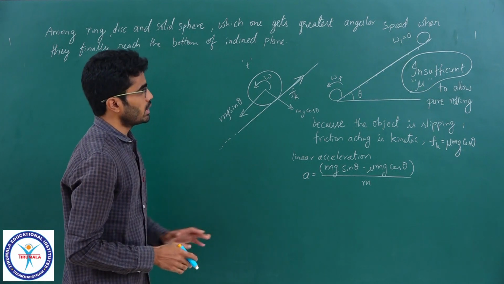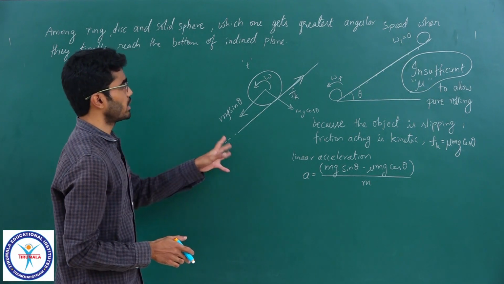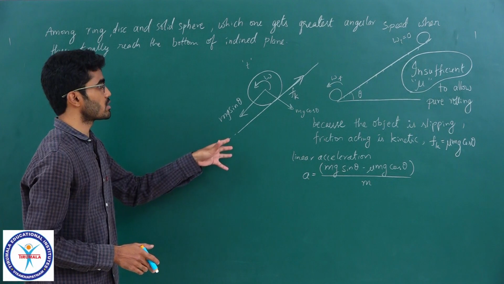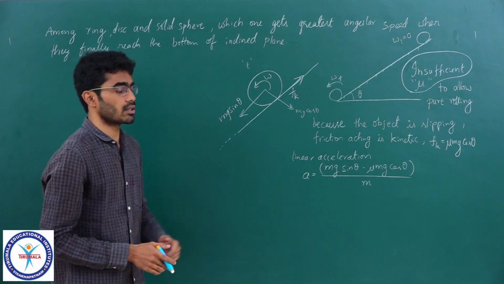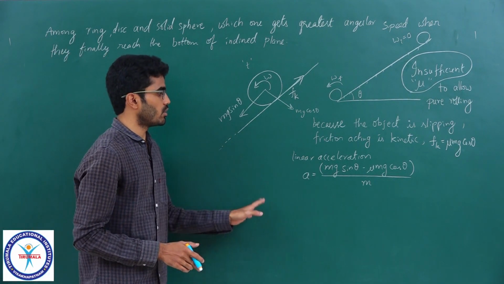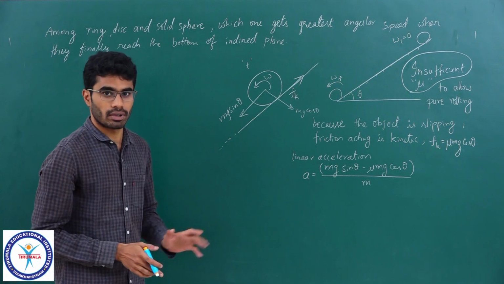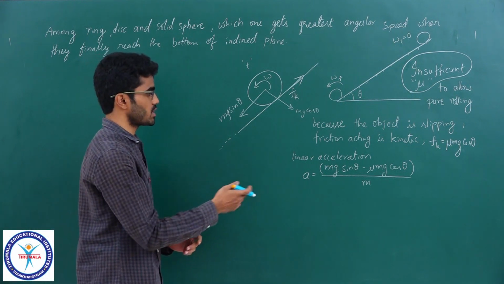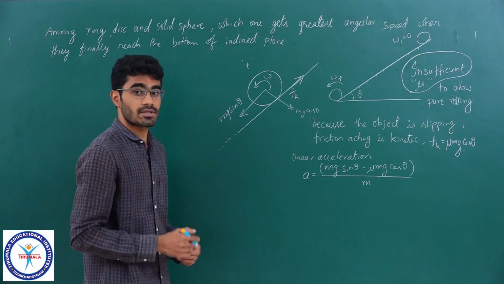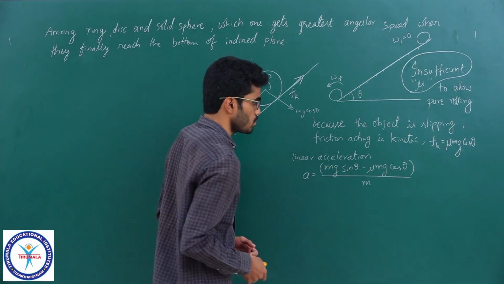So, you may notice one thing here, irrespective of the radius of gyration, whether it is a ring, disc or solid sphere, they all have same acceleration, because in this term we nowhere have the moment of inertia term. All have same mass, so they will have same acceleration, which is g sin theta minus mu g cos theta.